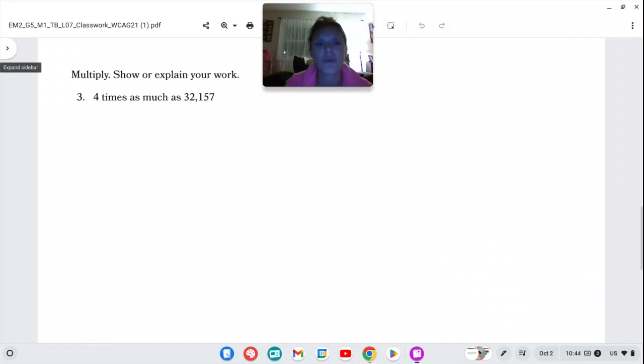The directions say to multiply and to show and explain your work. So we have 4 times 32,157. So I'm going to solve this problem 3 different ways, okay? I'm going to solve it using an area model, which is a strategy that you learned last year in the 4th grade. I'll show you a strategy we talked about today in class, which is partial products. And then we'll talk about a standard algorithm, which is the quickest way to solve, but it's also the most challenging to understand the rationale behind what you're multiplying and why you're multiplying it.